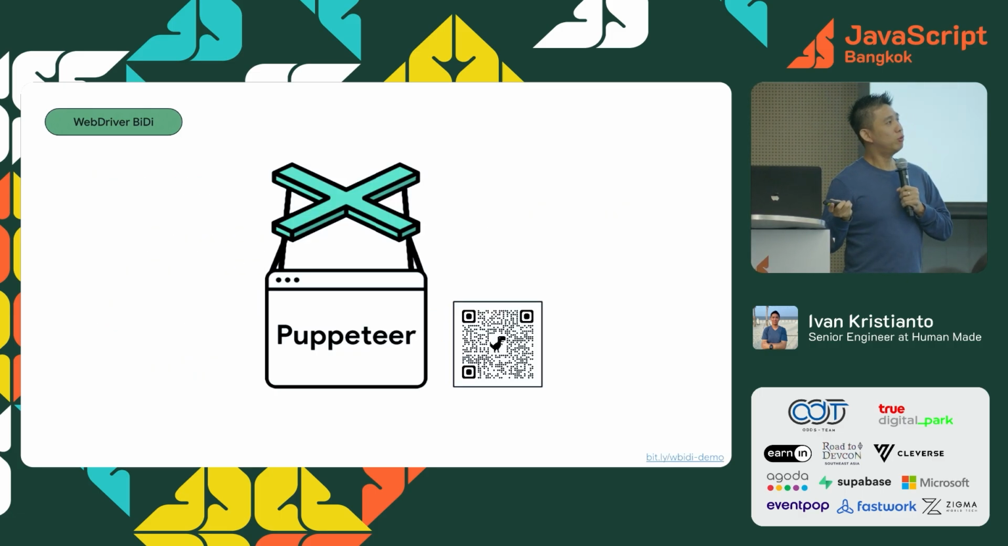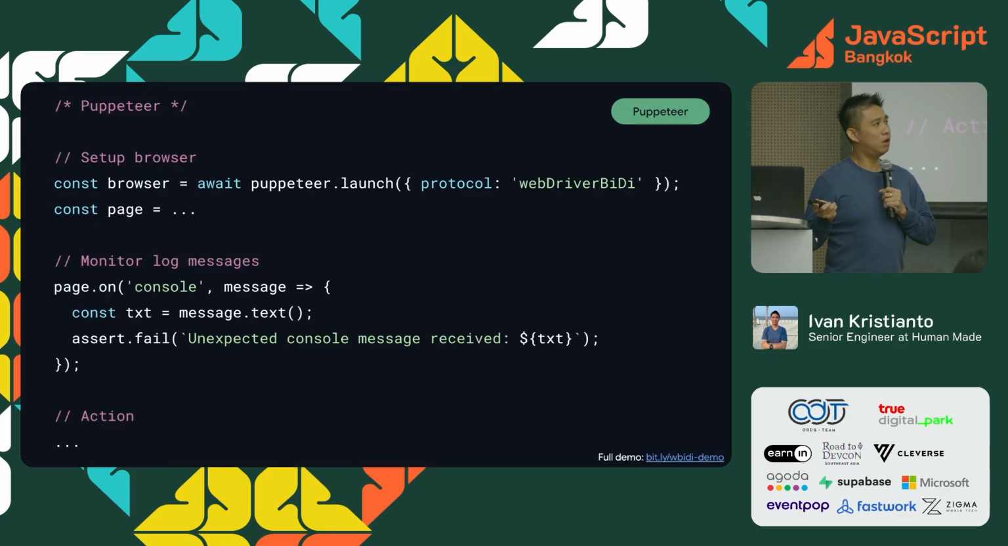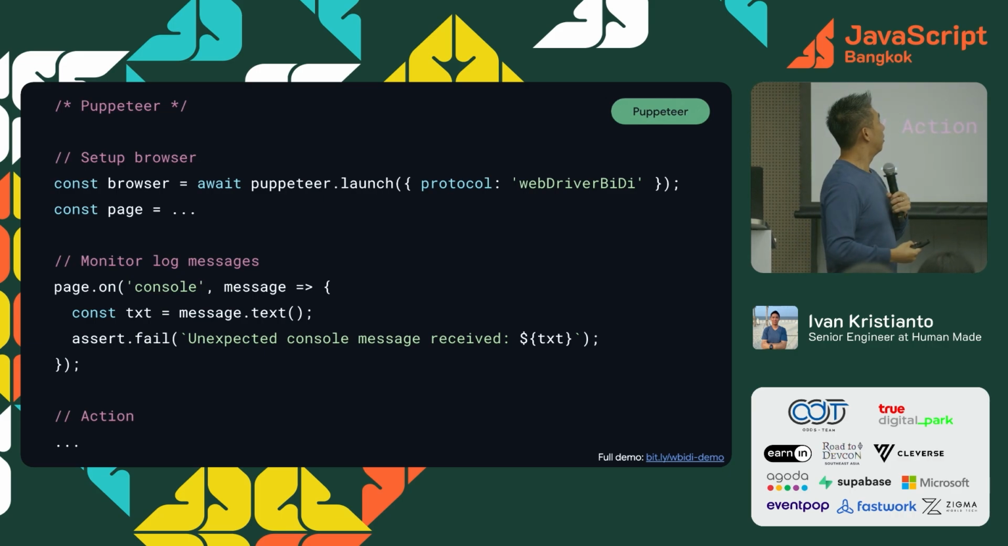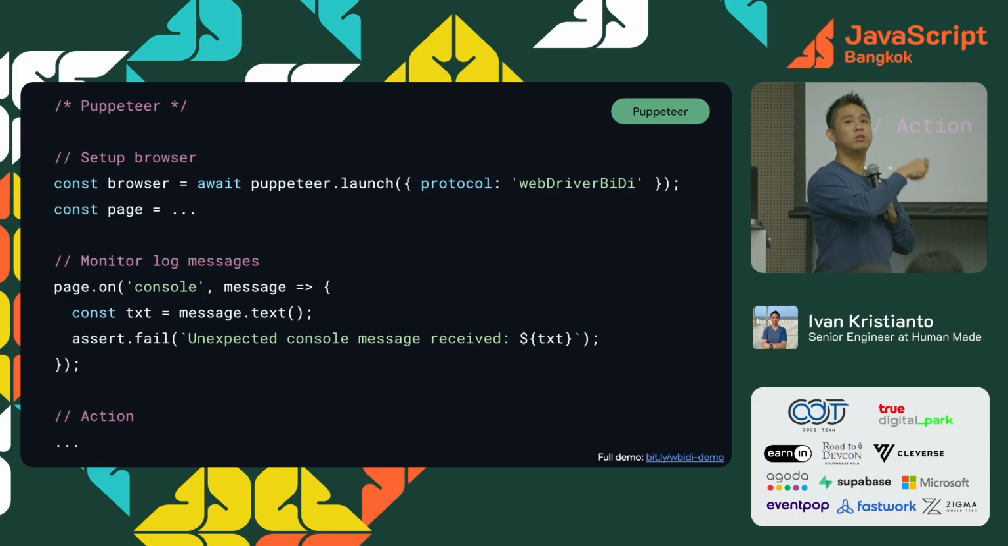And the same goes with the Puppeteer code. You can set up the browser. All you need is to add the protocol, WebDriver BiDi, and it will use the protocol behind the scenes automatically. While the same, like monitoring log messages, you can do the same. You already do this if you are using Puppeteer with Chrome, but now you can use this if you are using Firefox with WebDriver BiDi.